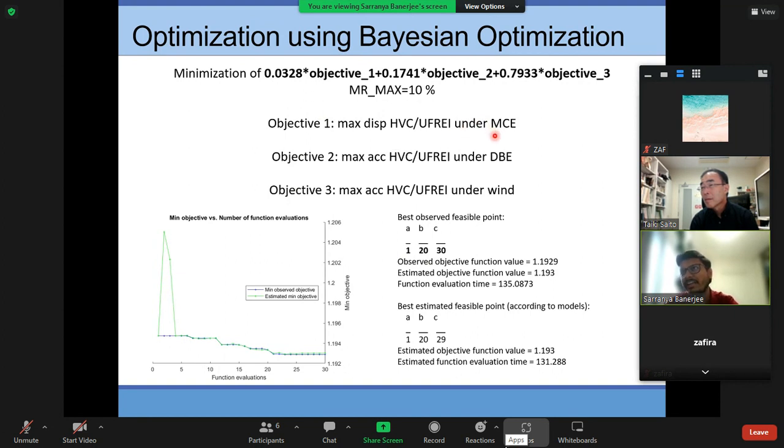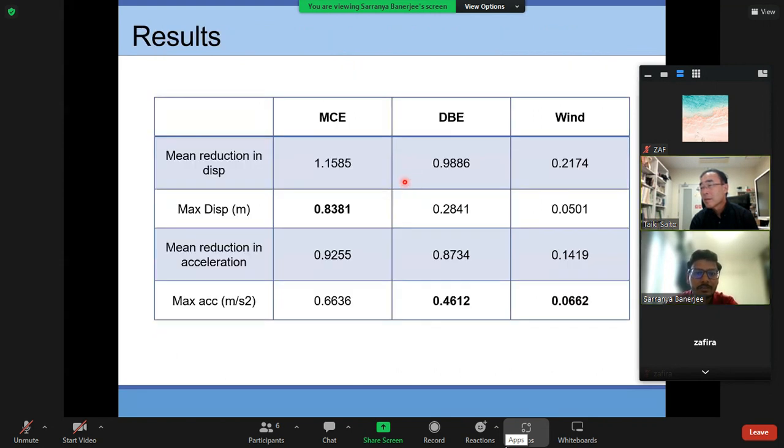It is not consistently decreased with the addition of the TMD, but the acceleration under the wind and the acceleration under DBE are consistently decreased with the increase in the TMD mass. With this, the result I have got is that the mean reduction in displacement under the maximum considered hazard is like this, where there is almost a 15% increase in the displacement as compared to the unbonded isolators. For DBE, it has reduced a little bit, but not much.